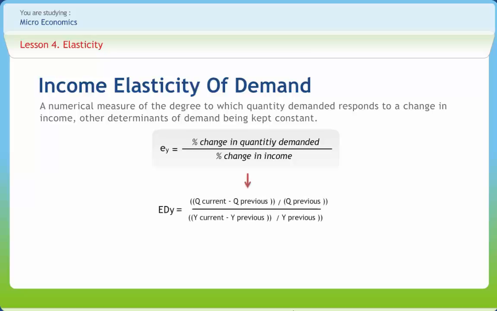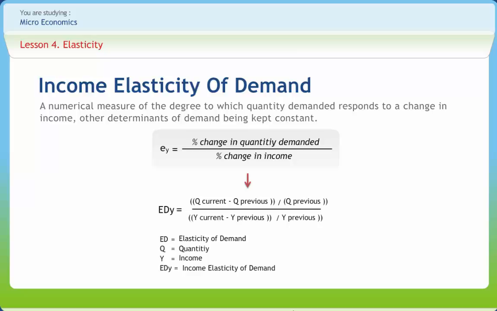EDY equals (Q current minus Q previous) divided by Q previous, divided by (Y current minus Y previous) divided by Y previous. ED equals elasticity of demand, Q equals quantity, Y equals income, and EDY equals income elasticity of demand. If EDY is greater than 1, demand for the item is considered to have high income elasticity. If, however, EDY is less than 1, demand is considered to be income inelastic.